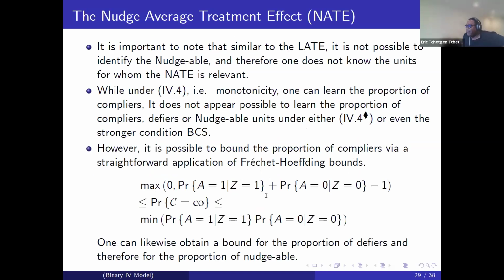It's important to note, however, that this is not without limitations. Similar to the LATE, it's not possible to identify the nudge-able individuals, and therefore one does not know the units for whom the NATE is relevant. While under IV4, that is monotonicity, one can learn the proportion of compliers, it does not appear possible to learn the proportion of compliers, defiers, or nudge-able units under this weaker IV4 diamond condition, or even the stronger condition BCS. However, it's possible to build Fréchet-Hoeffding bounds for those proportions, and we recommend reporting them.